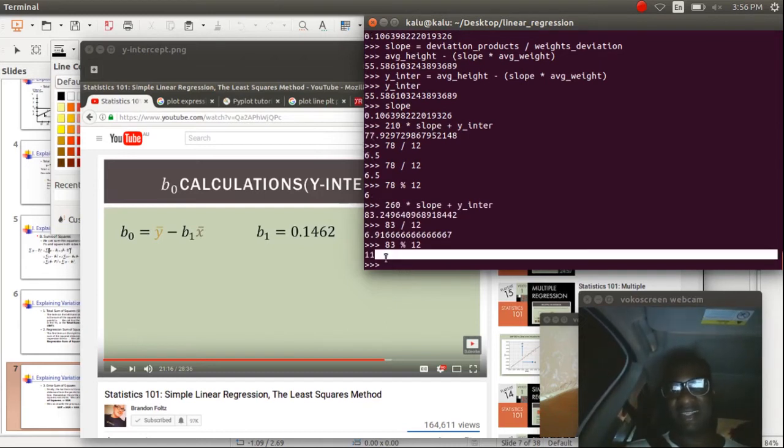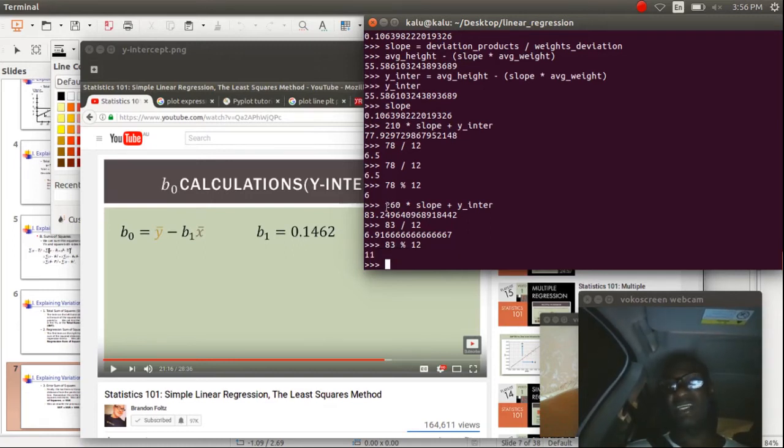So that is 6'11". Wow. Really? Man, that is tall. 6'11", really? Okay, so if he was 260 pounds, then we can predict that he would be 6'11".